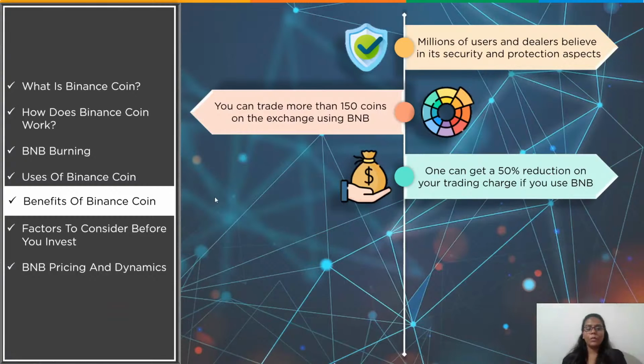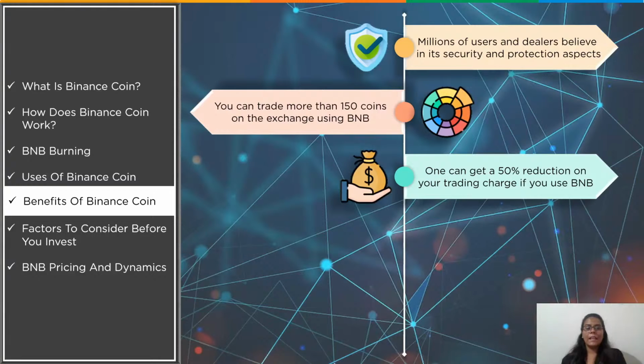Next is trade multiple cryptocurrencies. You can trade more than 150 cryptocurrencies on the exchange with BNB, thanks to a rapid, secure, and low-cost transaction matching technology. Aside from that, BNB has its own trading pair to fulfill your individual trading needs. There's no need to seek elsewhere.